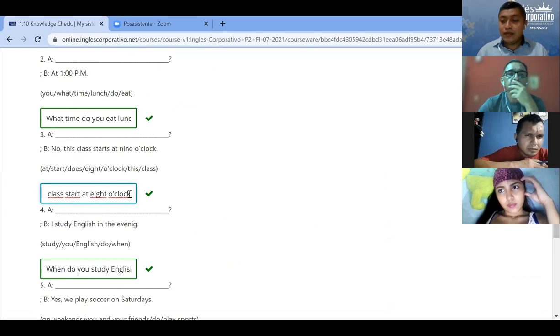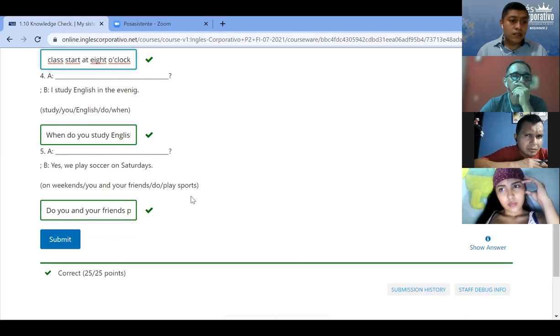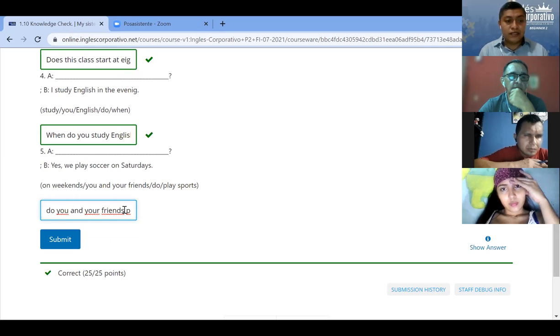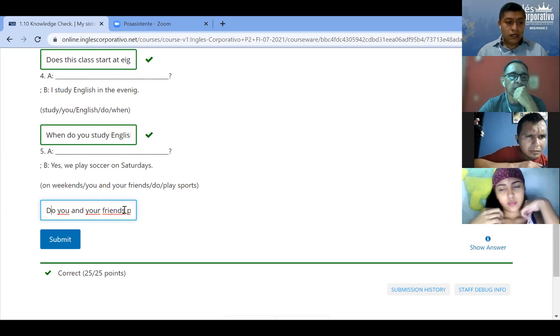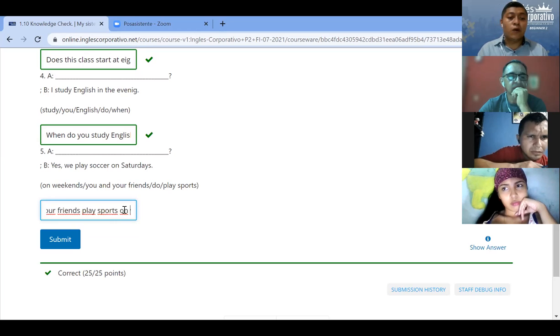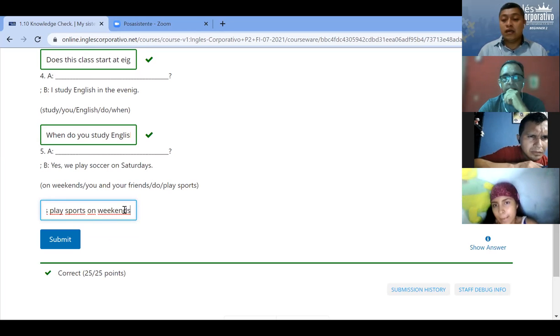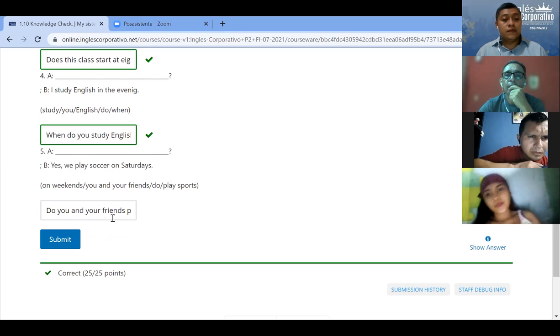Me dijo que tenía problemas también en esta misma, en la 5. 1.5 dijo también, ¿verdad? Sí. Bueno, según vi en el WhatsApp, el problema era que usted le había escrito así: do with, con minúscula. Entonces tiene que ir con mayúscula. El ejemplo que subió: Do you and your friend play sports on weekends? And that is the answer. We click on submit and that is correct.